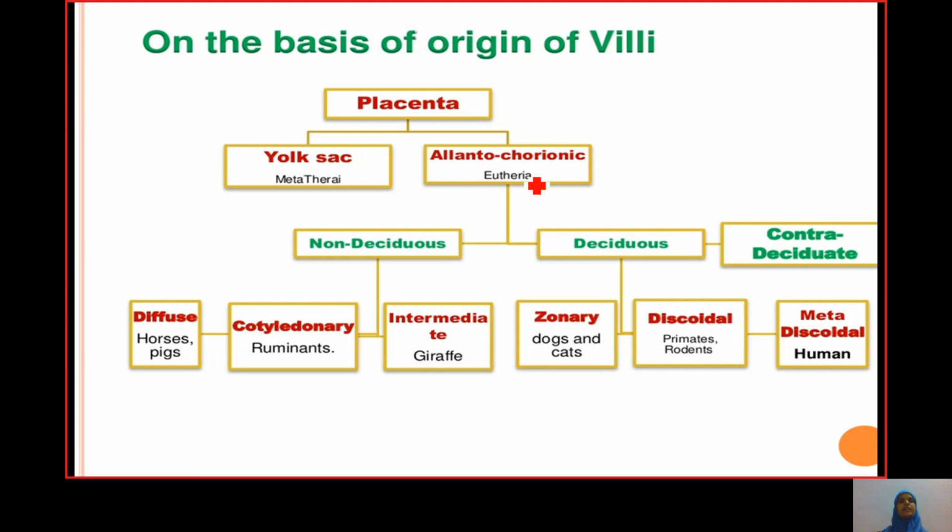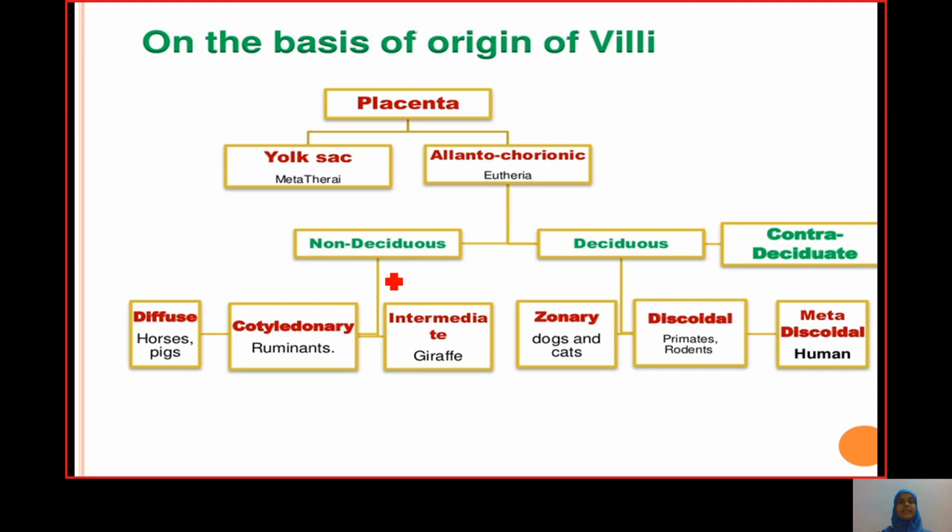Okay. This allantochorionic placenta is again divided into three types: deciduate placenta, non-deciduate placenta, and contra-deciduate placenta.